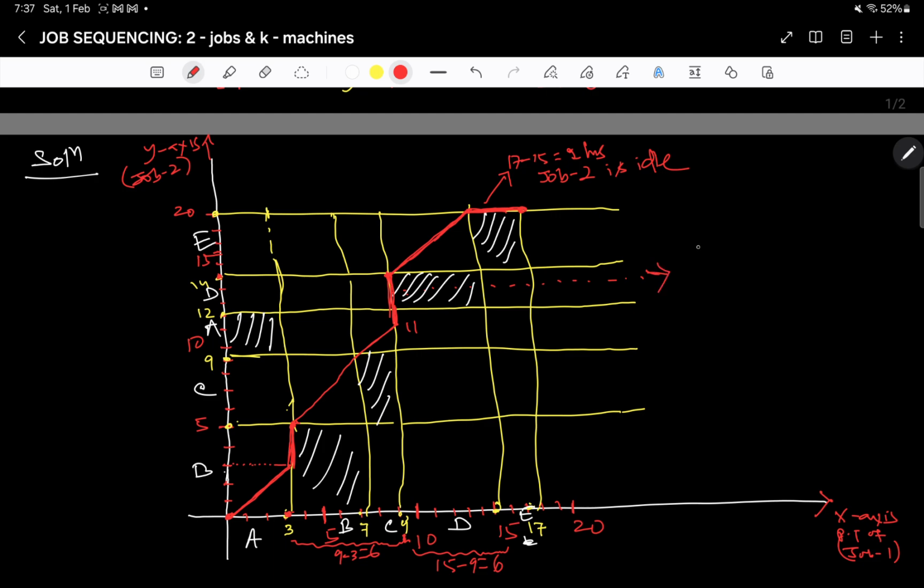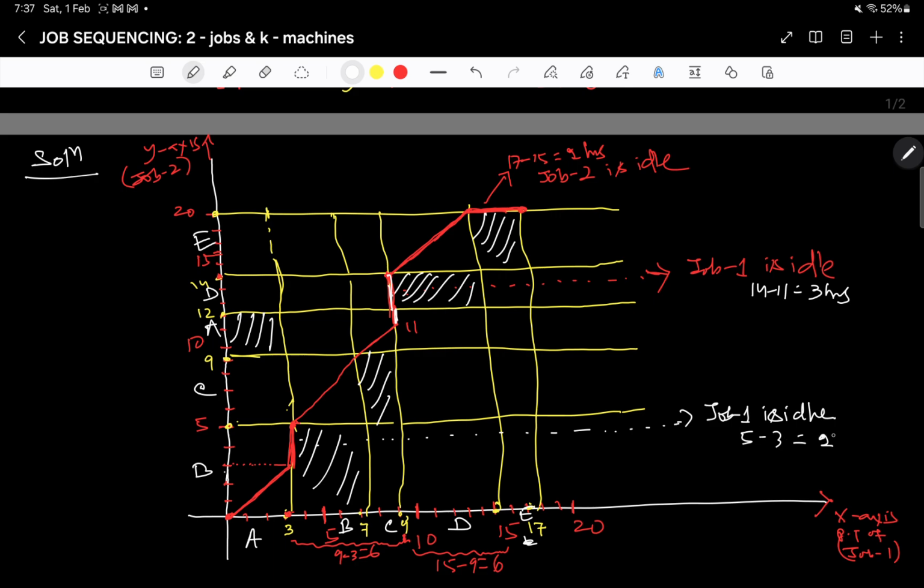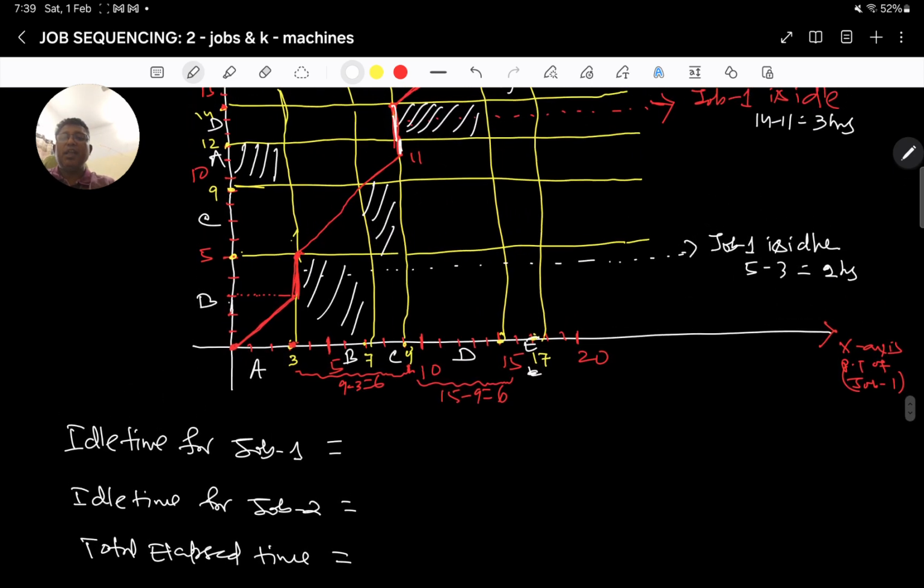Okay. This is a vertical movement. Job 1 is idle. How long is it idle? This is 3 hours, 14 minus 11. 14 minus 11 is 3 hours. And here also likewise, job 1 is idle during year 3 to 5. 5 minus 3 is equal to 2 hours. Okay, 2 hours.